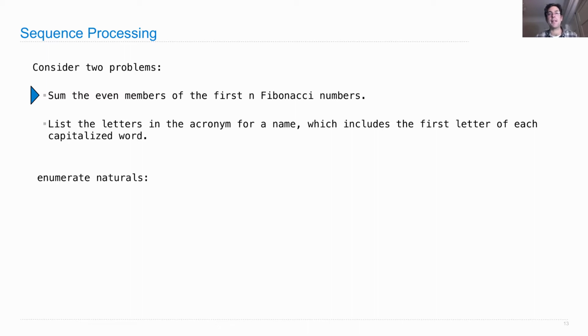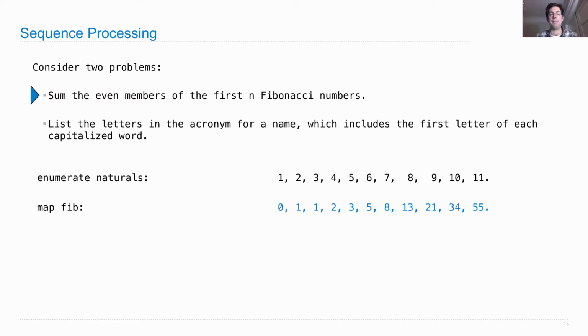First, we enumerate the natural numbers, 1, 2, 3, 4, 5, 6, 7, all the way up to n. Then, we map a function over each one. Mapping a function over a sequence means applying the same function to each element of the sequence. And by mapping the fib function, we then get the first n Fibonacci numbers. That seems like progress toward our goal.